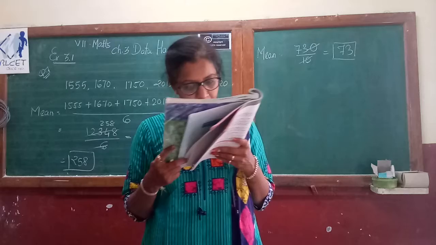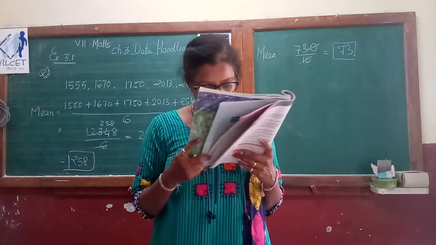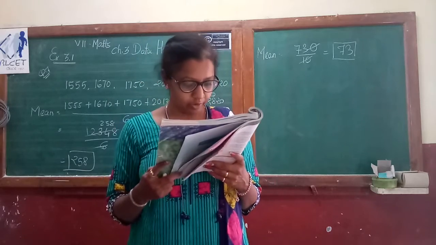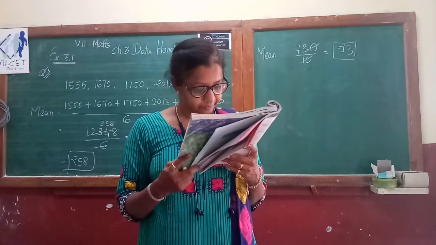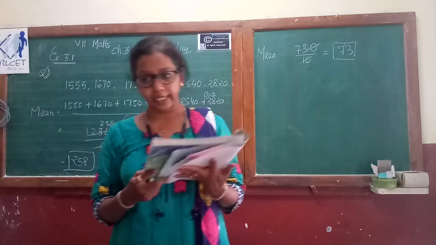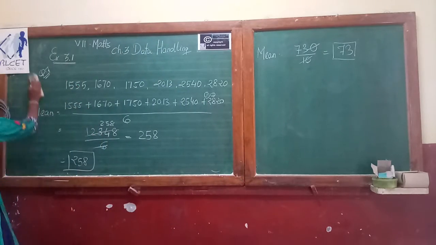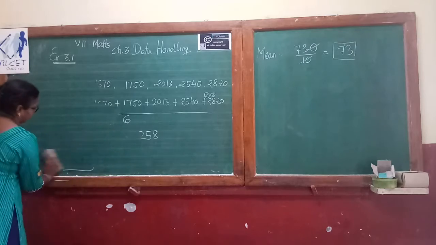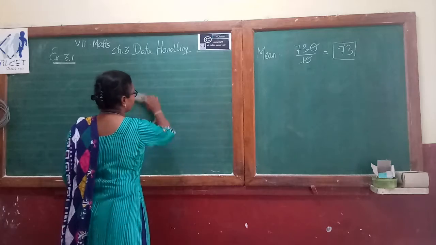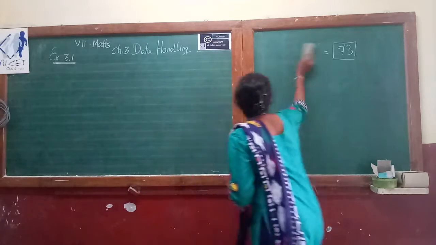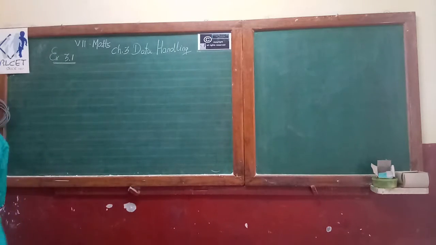Question number 8. The rainfall in a city on 7 days of a certain week was recorded as follows, Monday to Sunday. Find the range of the rainfall in the above data. Whenever you want to find the range, you have to arrange the given data in ascending order, so you will get the highest and the lowest reading. So let's see question number 8.